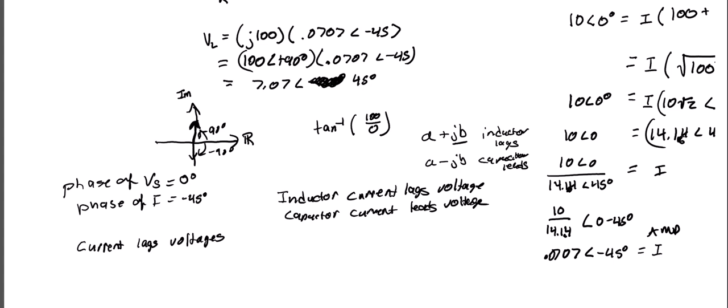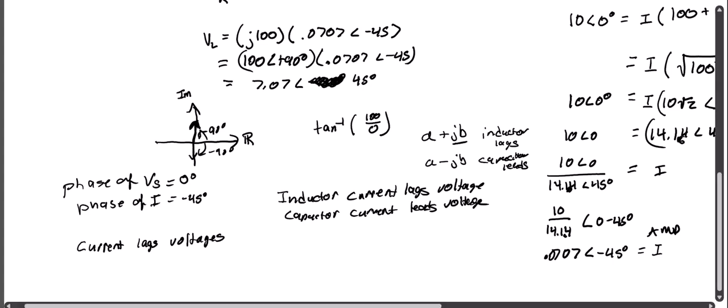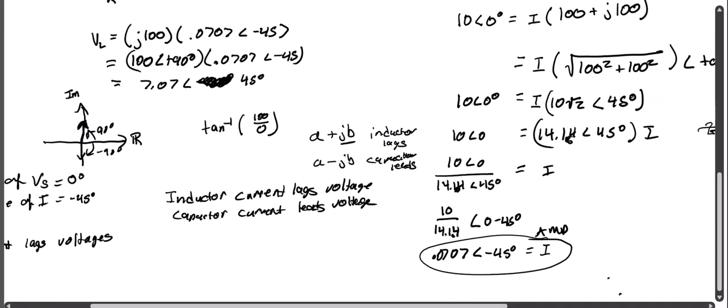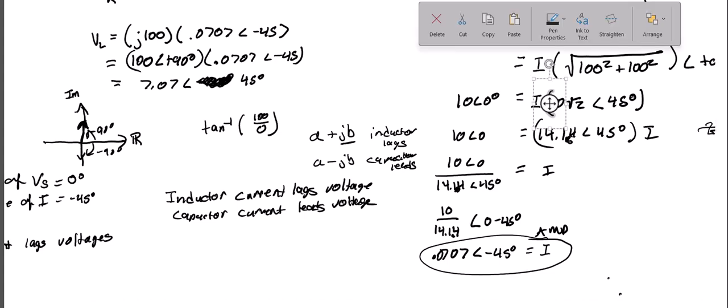How do we go from the phase of the inductor to 45 to negative 45? That's the phase of the current. Because when you divide, you subtract the angles, so 0 minus 45 becomes negative 45.